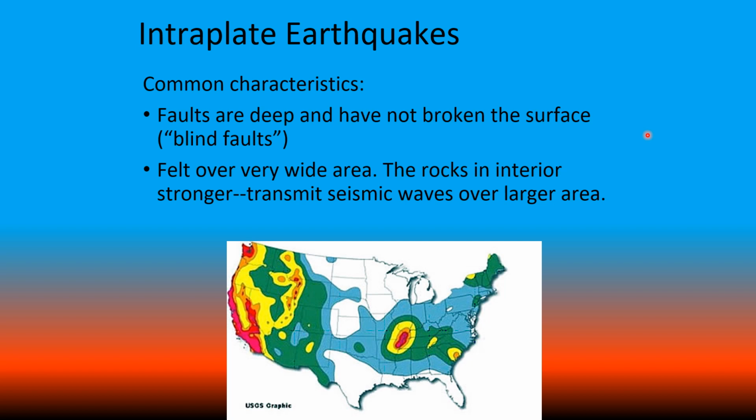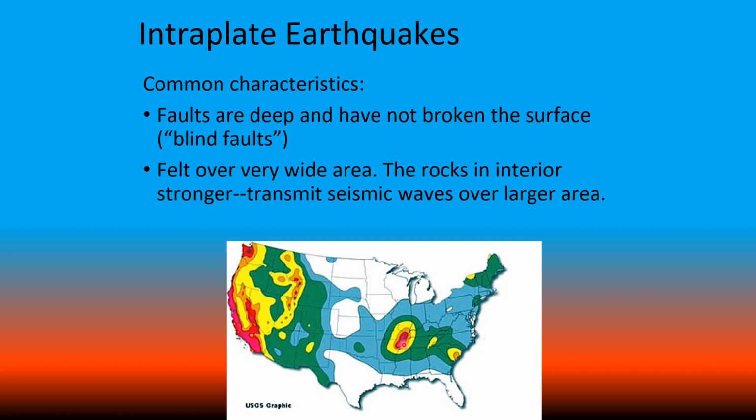So what causes some of these? So common characteristics. So we have intraplate quakes. Interplate would be at plate boundaries. Intra means in the middle of plates. And so we do get these. We've had earthquakes in Michigan. Down here, you'll see this kind of strange area in the Ozarks, which is Eastern Missouri, Southern Illinois, Northern Arkansas, where we have an unusually high amount of earthquakes.